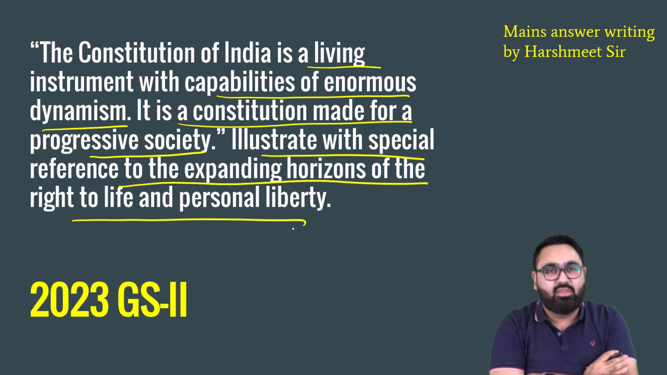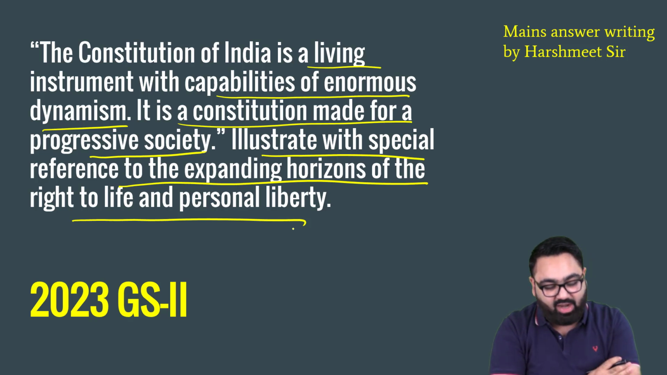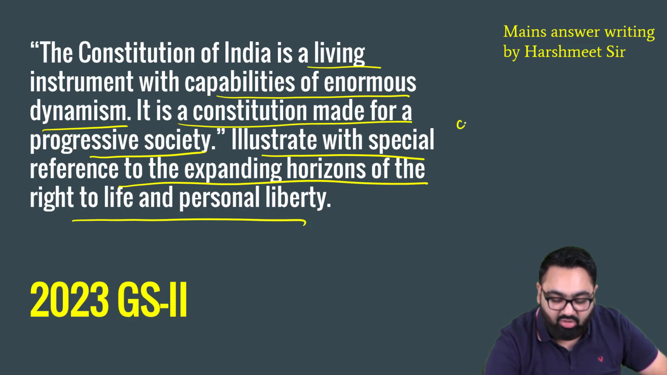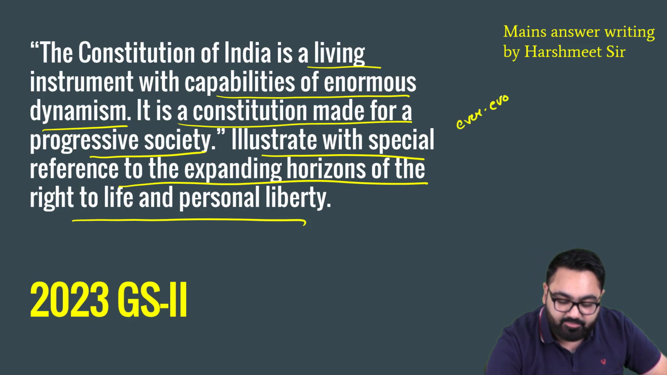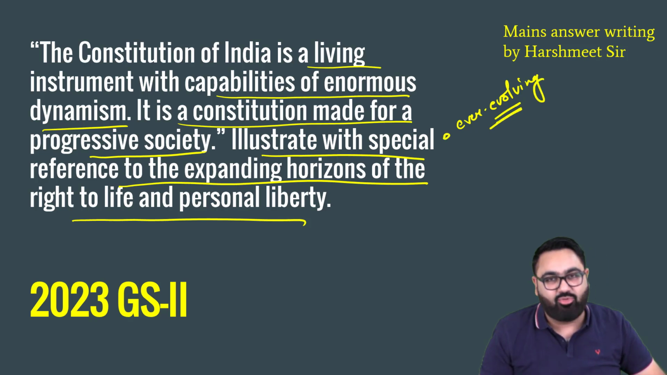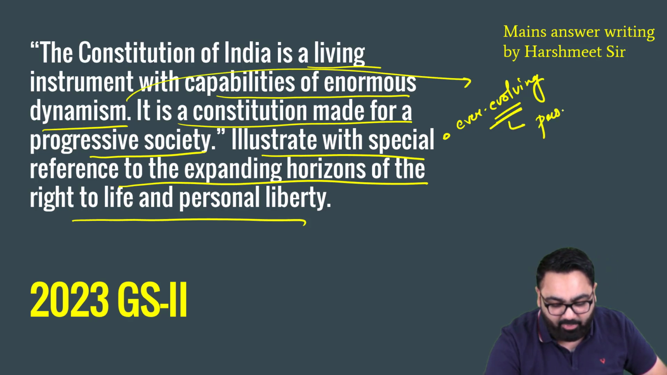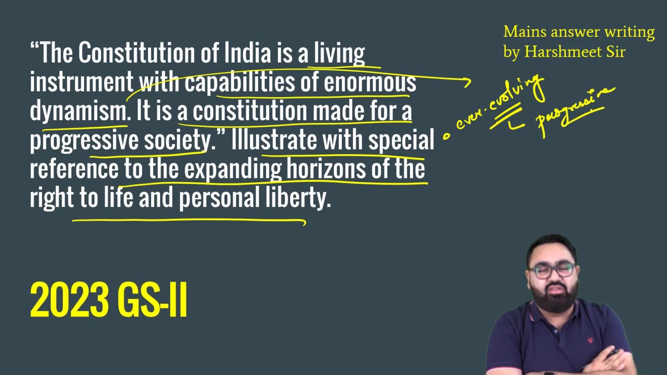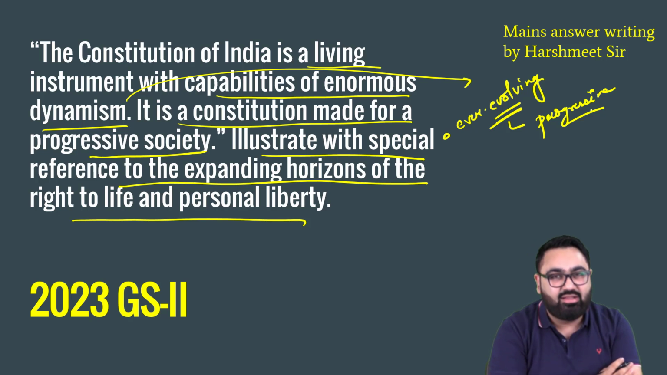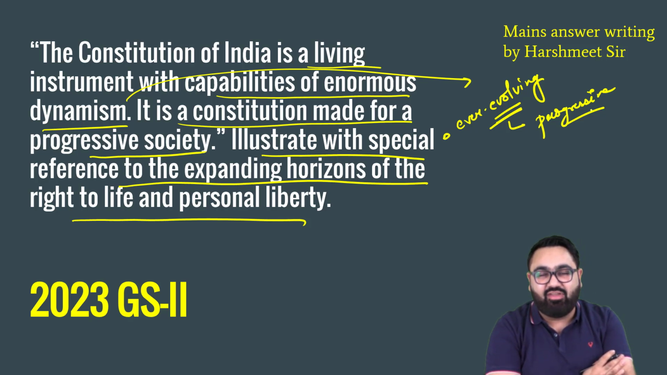Very interesting question. It again has almost two parts. First part, it is saying that our constitution is very dynamic. Dynamic means ever evolving, changing. So we have seen our constitution evolving, changing from time to time. Changing in the sense that it is suitable for a progressive society, meaning that as and when we feel that there is a need to change the constitution to be in line with the current progressive society, we make changes in that.